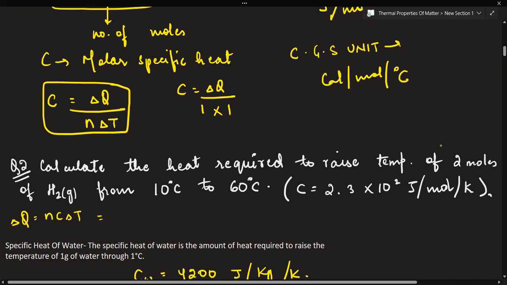Number of moles are given as 2. C is 2.3 into 10 to the power 2. And the change in temperature. What is the temperature change, Ram? 50 degrees. So 60 minus 10, that is 50. So this will come out approximately 2.3 into 10 to the power 4. So are these two terms clear?